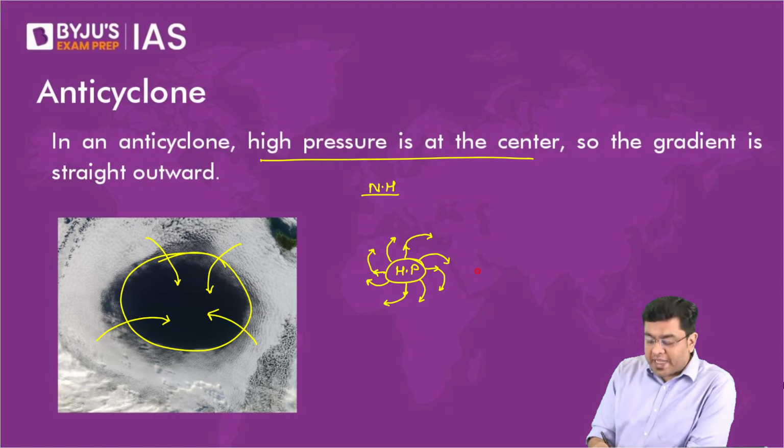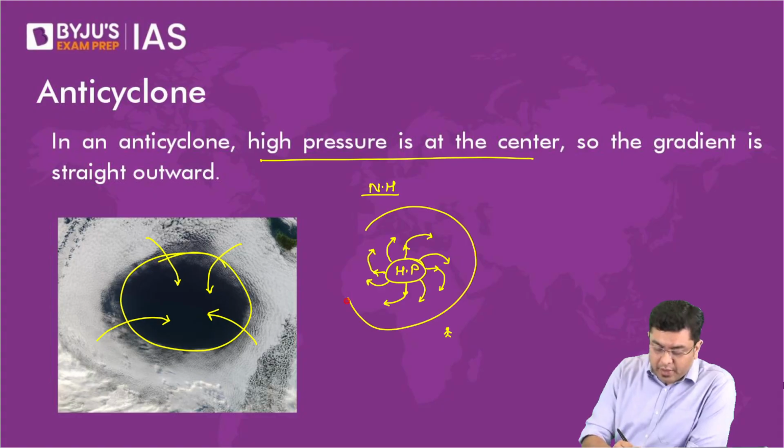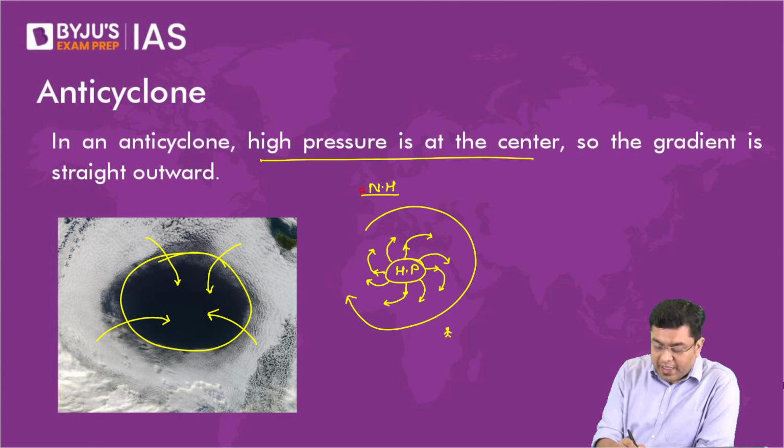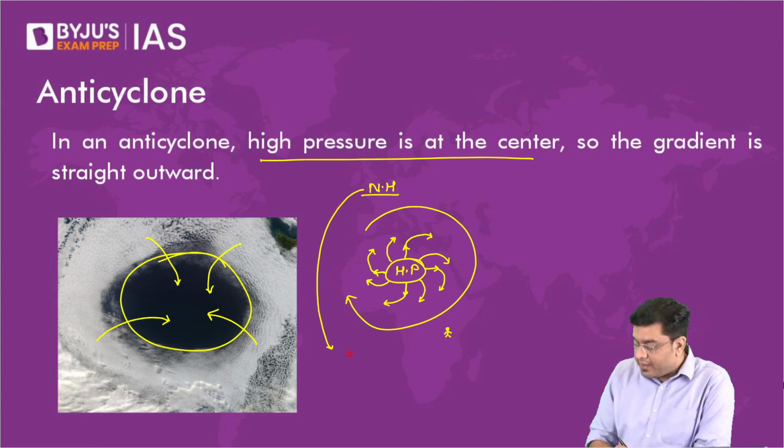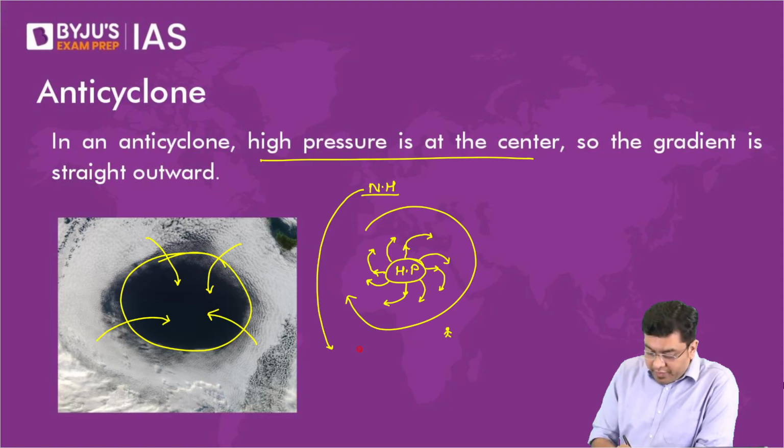So, if you were to stand here and observe the movement of wind around that high pressure, what is the movement in general you will observe? A movement like this. So that is why an anticyclone in the northern hemisphere represents a clockwise circulation. Very good. Clockwise circulation.